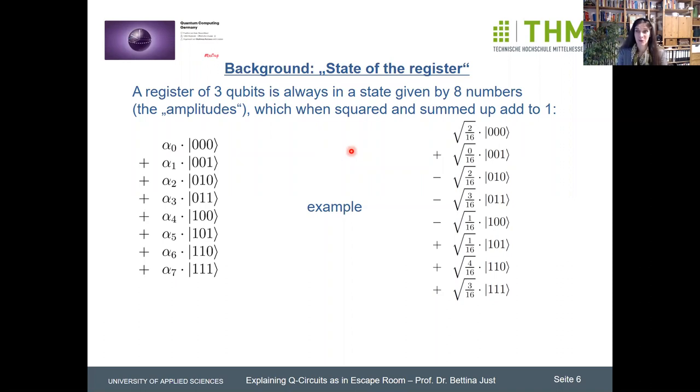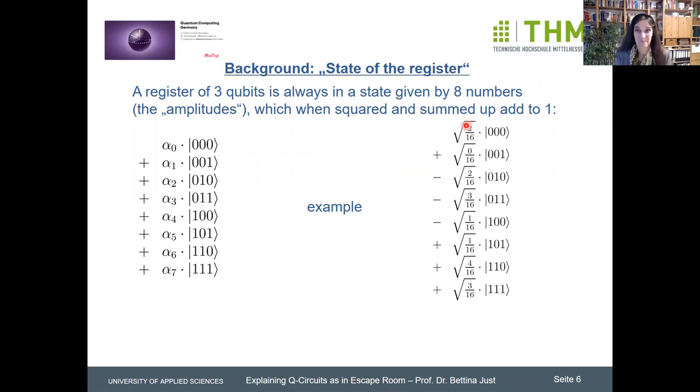I'm talking here for the moment for real amplitudes, for those who are more advanced. We come to complex amplitudes in some time. Okay, let's look here. Here's alpha 0. Here's an example. Alpha 0 is the root of 2 over 16, squared.